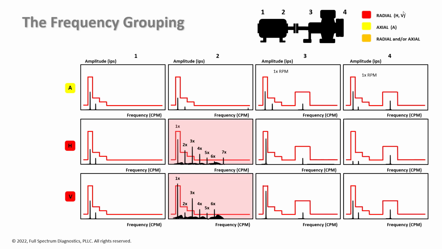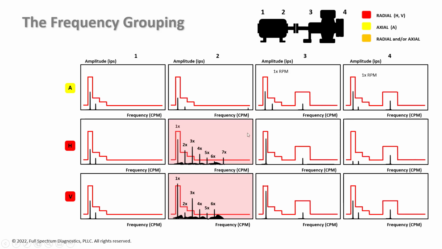Okay, here's our monthly data. We take our route data in the positions 1, 2, 3, and 4, and we take axial, horizontal, and vertical at each location. So we're looking at 12 different measurements. We dump our data back into the database, and it compares it to an alarm criteria, which is this red line. And we're looking for anything that exceeds that red line.